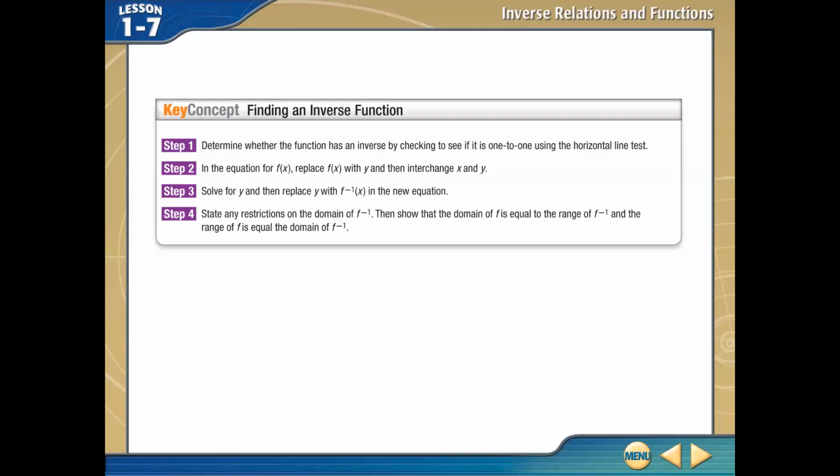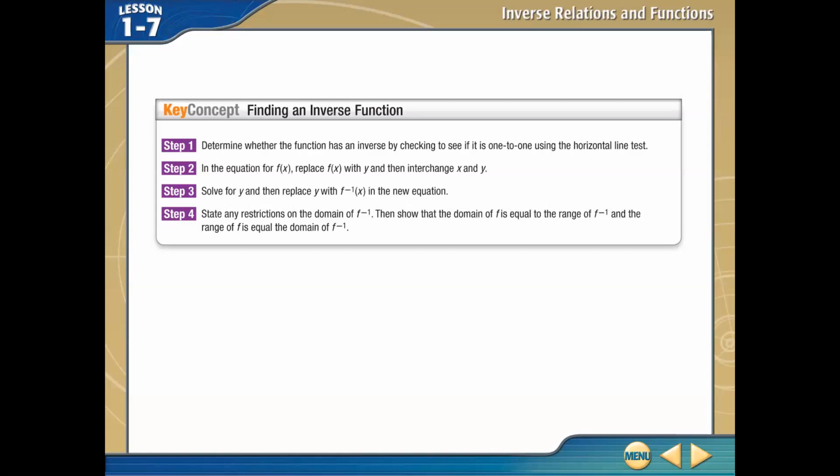Then show the domain of f is equal to the range of f inverse, and the range of f is equal to the domain of f inverse. So in other words, we want to state any restrictions on the domain. Since we switch f of x and y, the dependent and independent variables, the x in our first equation turns into the range in our second equation.